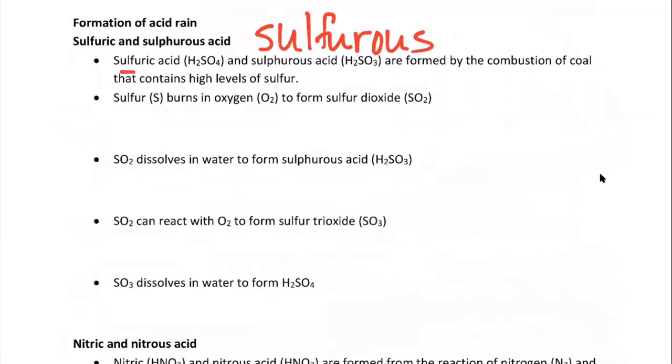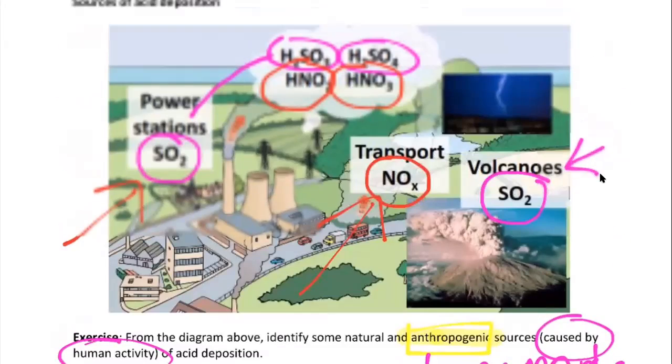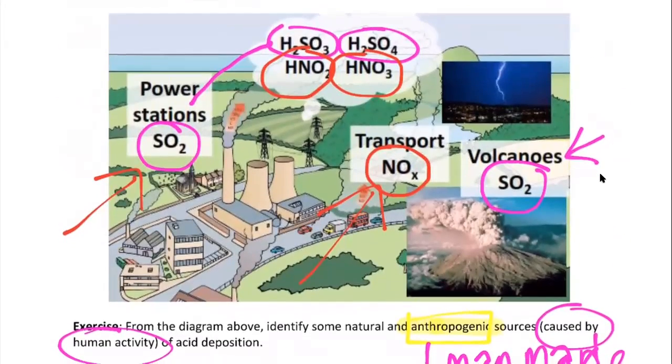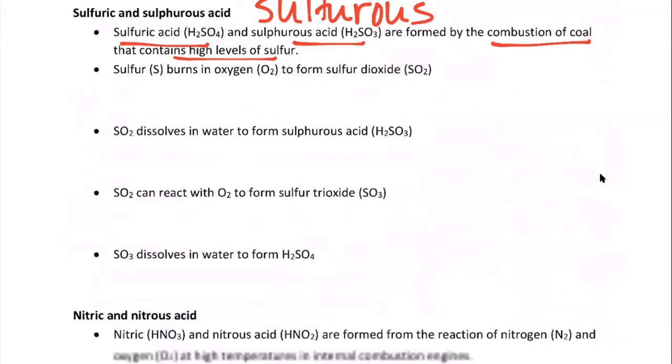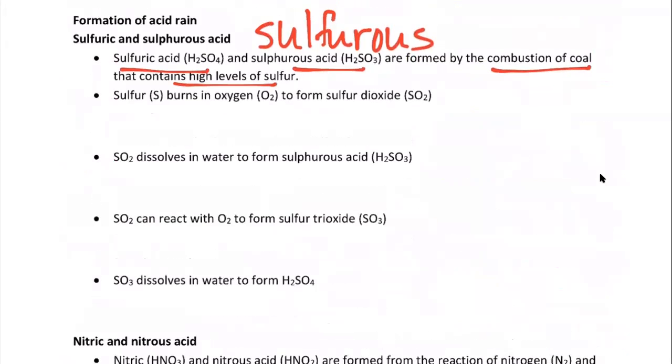And so those two acids that contain sulfur, they're formed when you have the combustion of coal that contains high levels of sulfur. So that's why things like power plants or power stations on this image, because they're burning things like coal. They're burning coal and oil and gas in order to create energy in that plant. And when you burn that, it's going to give off fumes and smoke that contain these sulfur dioxide compounds.